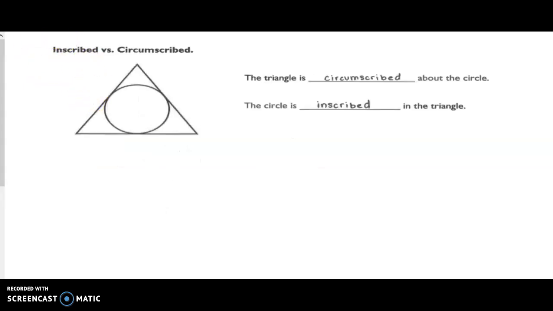A couple of vocab words: inscribed versus circumscribed. The triangle is circumscribed about the circle. It's around the circle. The circle is inscribed in the triangle. It's inside. So you've got to know those.